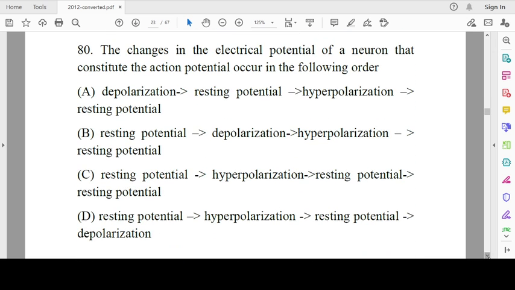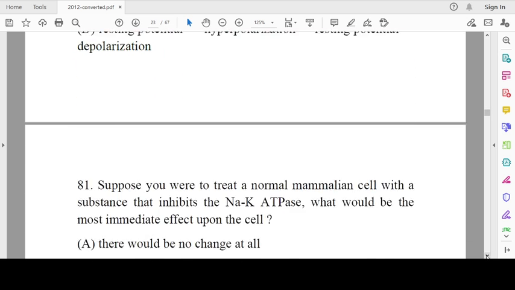The changes in electric potential for a neuron that constitute an action potential are of the following order. First is the resting potential, next is depolarization, followed by hyperpolarization and then the resting potential again. This is the order of the action potential.